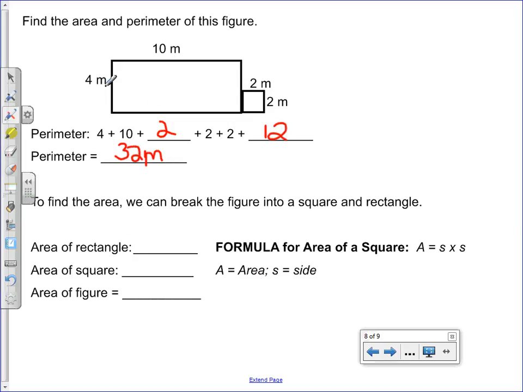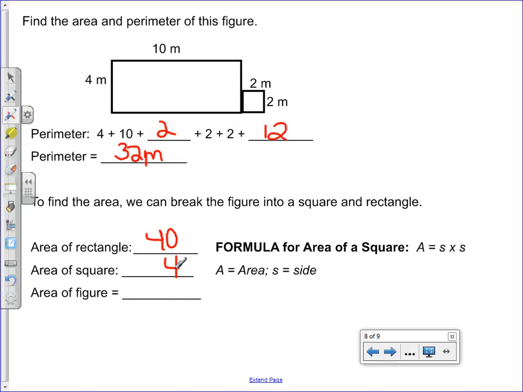So let's start by finding the area of a rectangle. Area is length times width, so we're going to do 10 times 4, which is 40. And then for an area of a square, the formula for an area of a square is side times side, which is really the same as length times width. We just say side times side because they're the same measurement. Area of a square are going to have the same measurement for their sides. So we're going to do 2 times 2, which is 4.